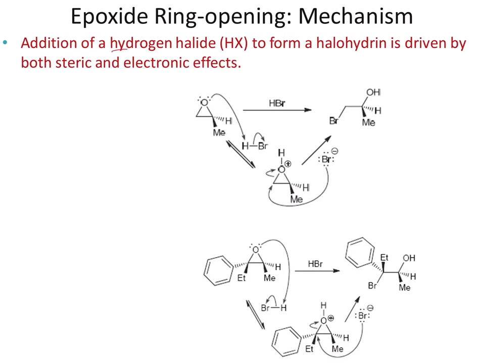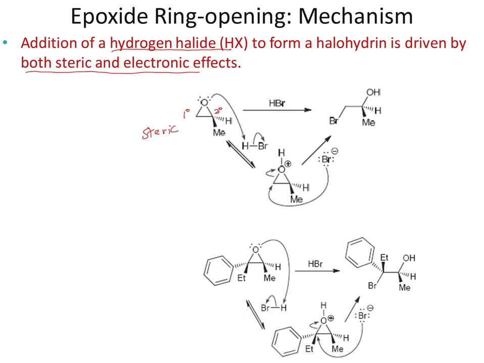Whenever a hydrogen halide is used, then the reaction is controlled by both steric and electronic effects. In this case, we have primary and secondary. Now, we know that primary or secondary type of carbons will not be driven by electronic effect because they never form stable intermediates. So here we can say that this reaction is going to be driven by the steric effect.